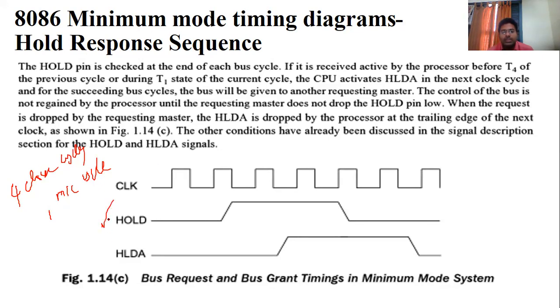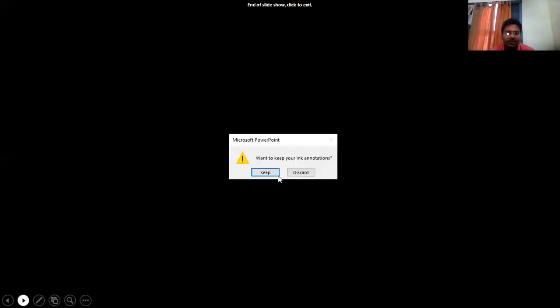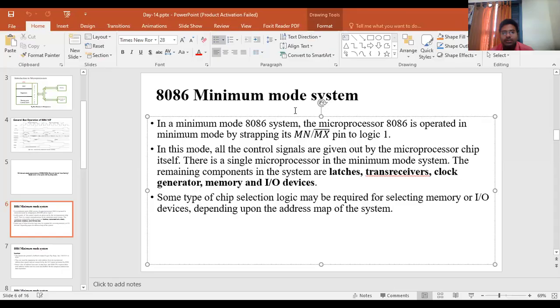For that purpose, it generates the hold signal. Whether the microprocessor has completed that operation, it gives an acknowledgement, the hold acknowledgement. This hold acknowledgement you can also use in DMA, direct memory access. This is the way we have connected the minimum mode operation.